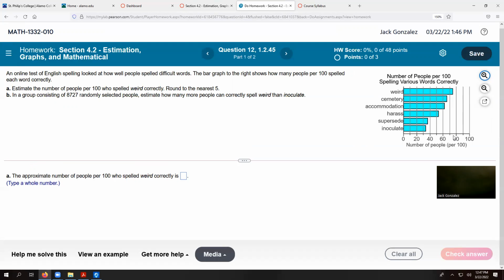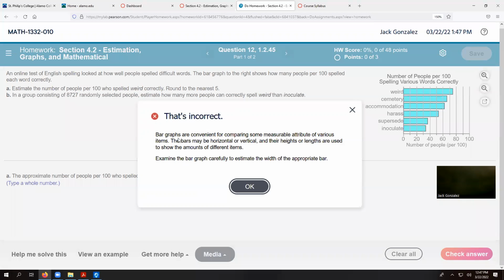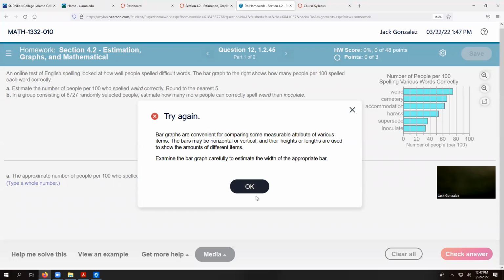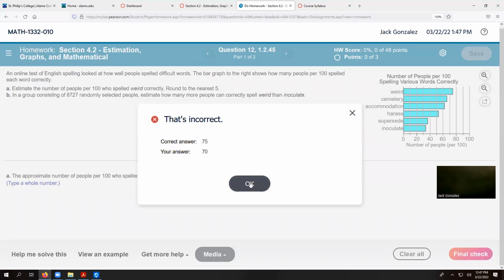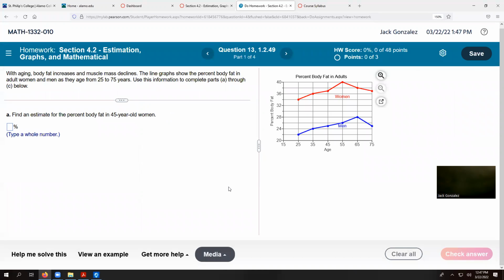70, right? About 70 per 100. Let's see if it likes 70. Okay. Examine the bar carefully. Let's just give me the answer. So I was off by a little bit. But anyway, I thought they wanted it in hundreds, but they don't. I don't think those are crazy difficult. All I want you to do is read the graph.